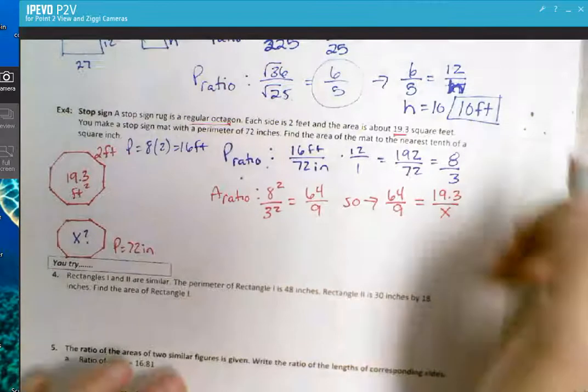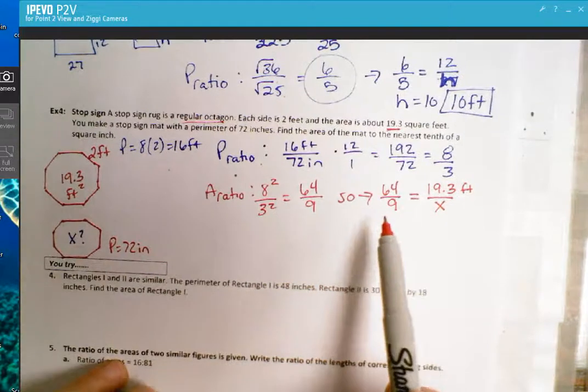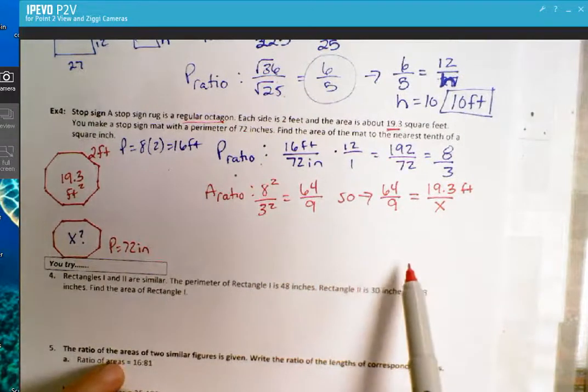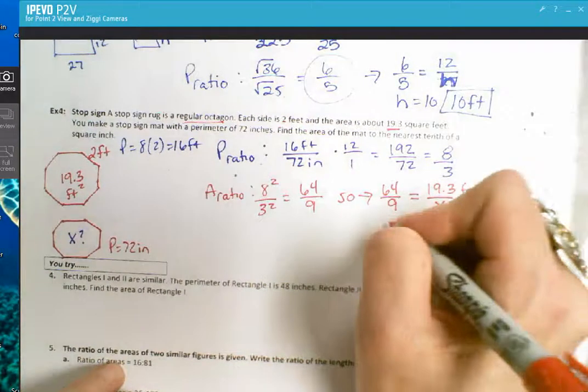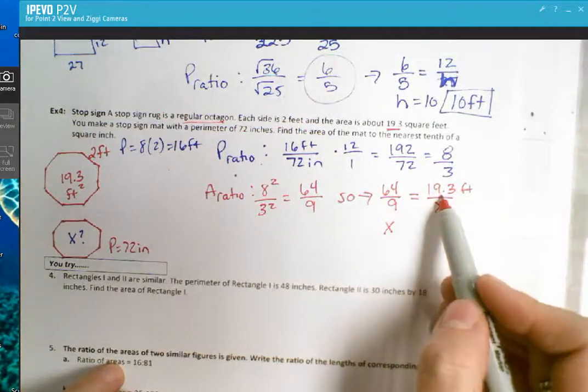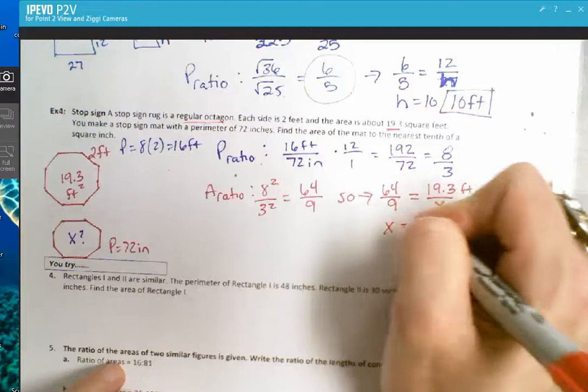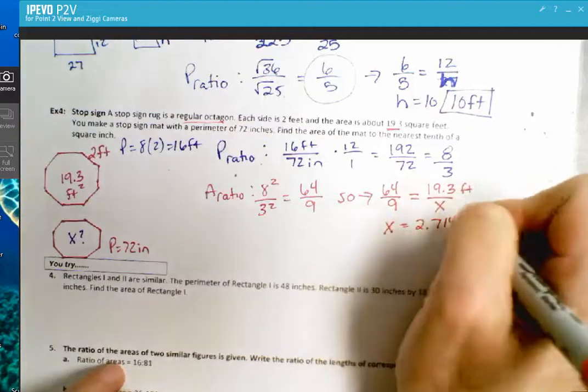Because this is feet, that means I'm going to have to convert again once I get past this back into inches, so I have the total. So I know that X is equal to 9 times 19.3 divided by 64. I get X is equal to 2.714 feet.